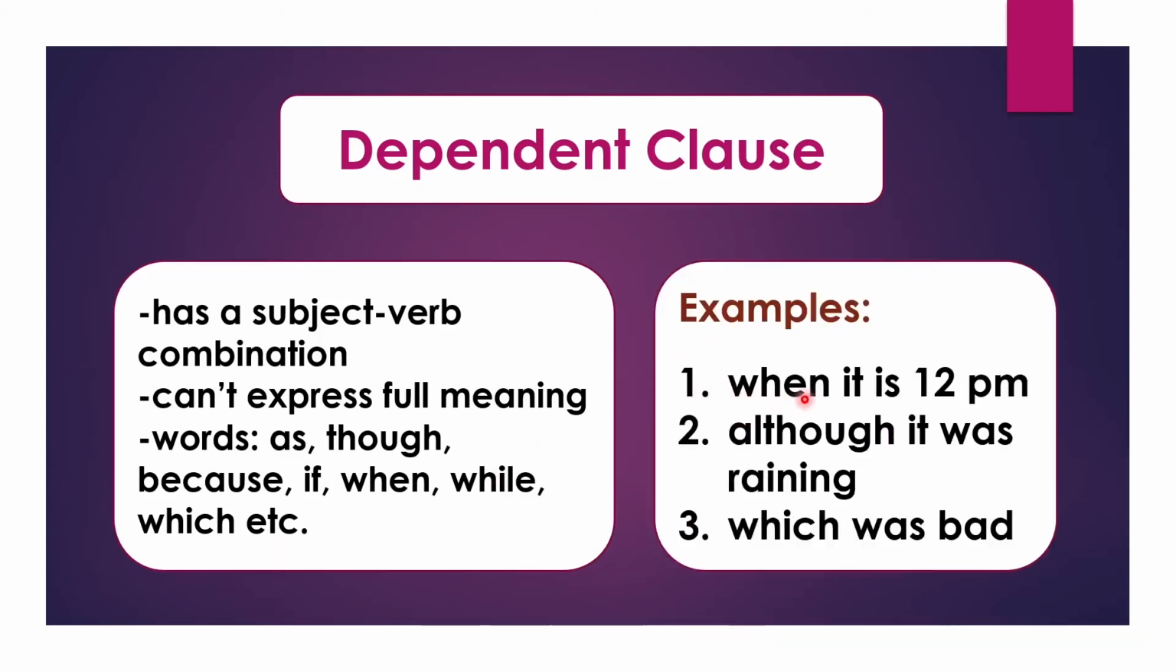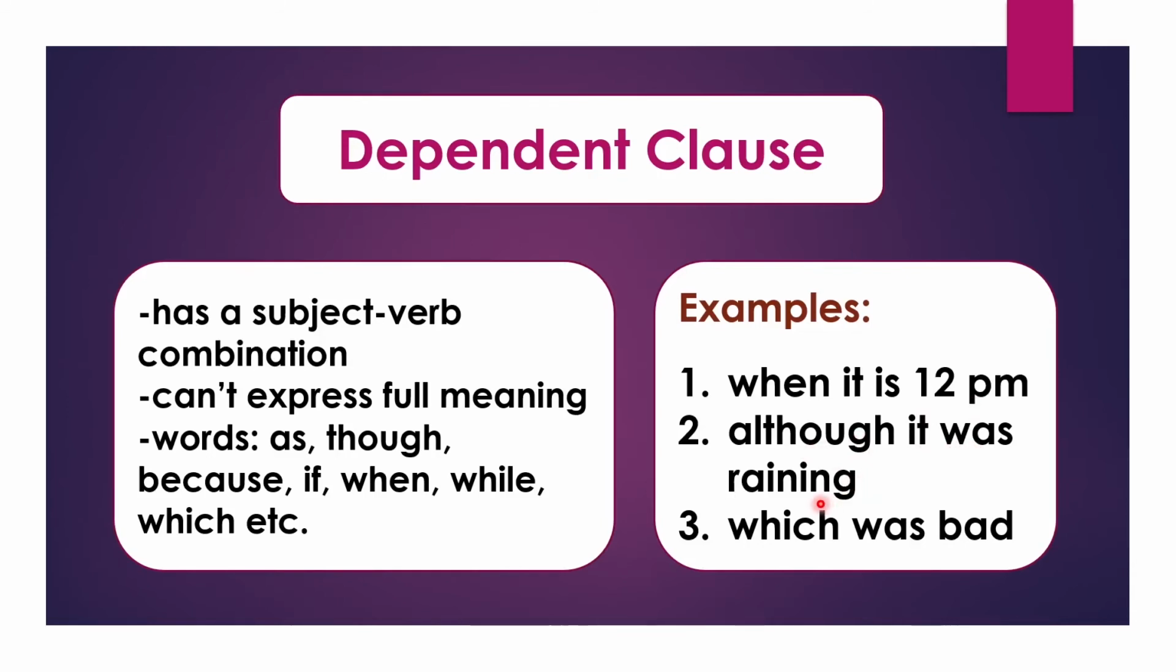For example, when it is 12 p.m. So after that word, it is asking for something more, but it is not given here. That's why it is incomplete. So this cannot be an independent clause. This is obviously a dependent clause.